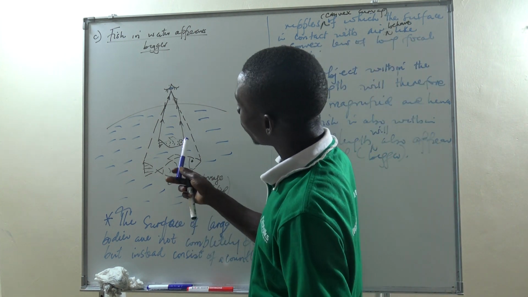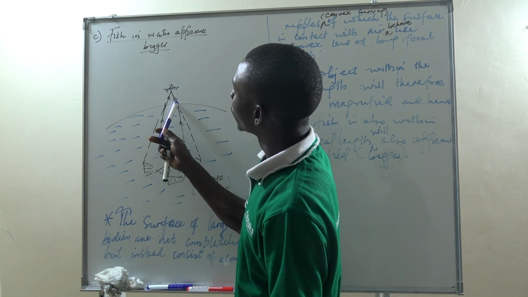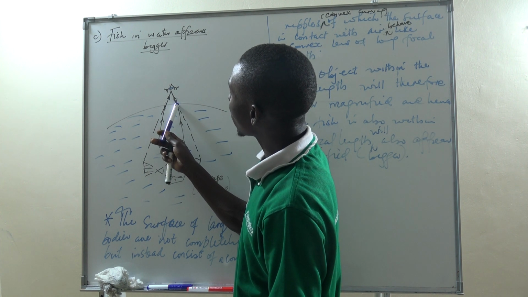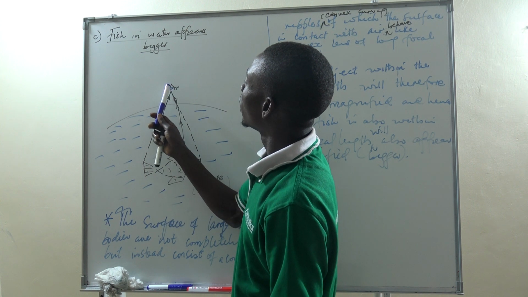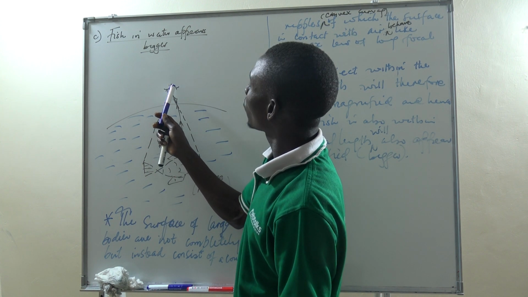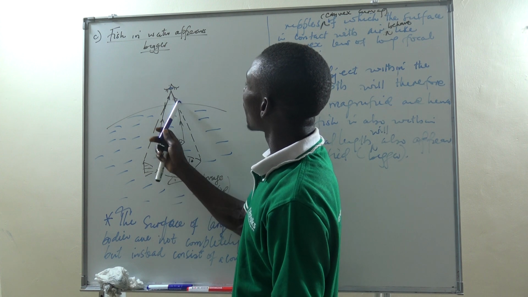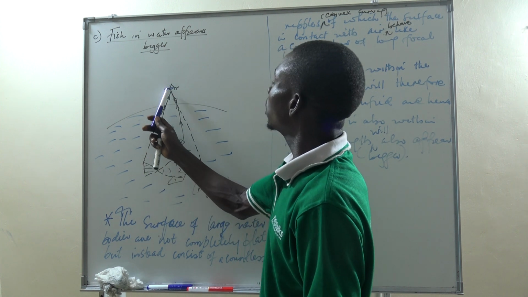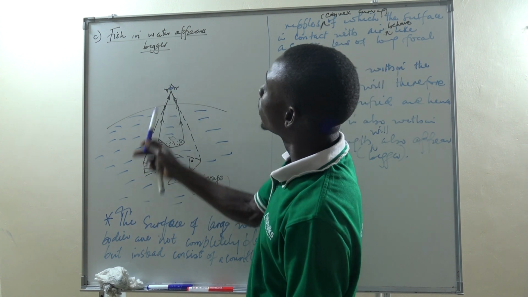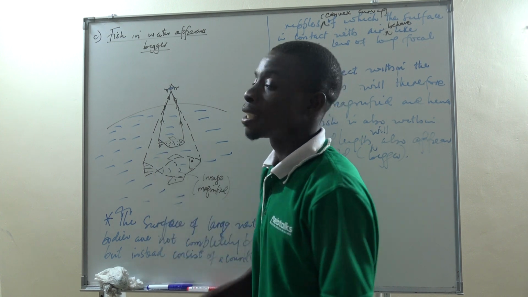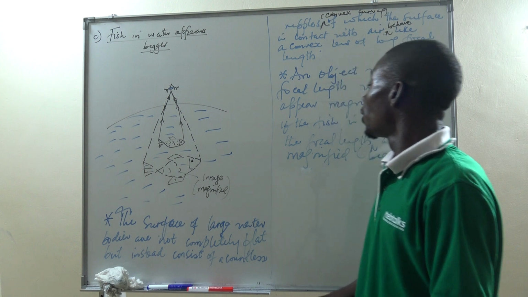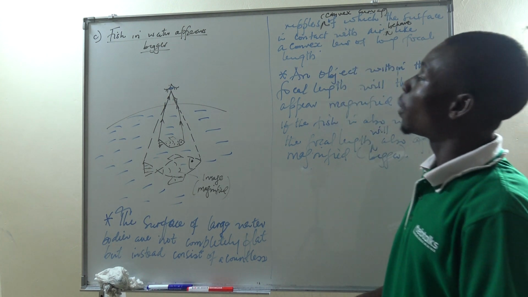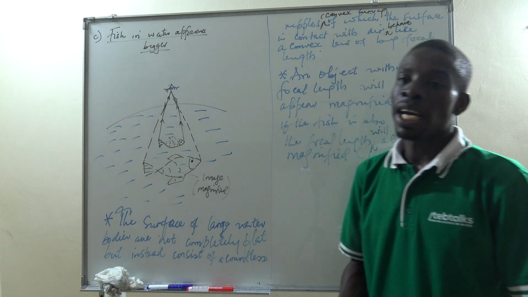The light rays from here will move from more dense to less dense, and therefore will be refracted into this person's eye. As it is refracted here, this person will not see the bending of the refraction. For him, it will look as if light has traveled in a straight line. Instead, he will see this fish here as magnified. And that is the explanation we can give about a fish in water appearing bigger.